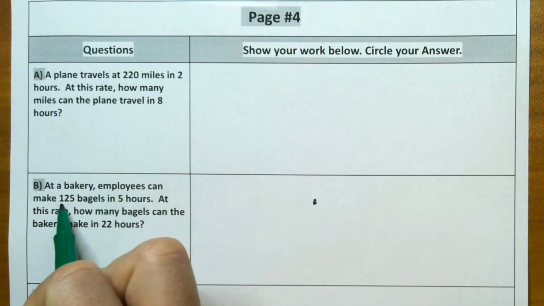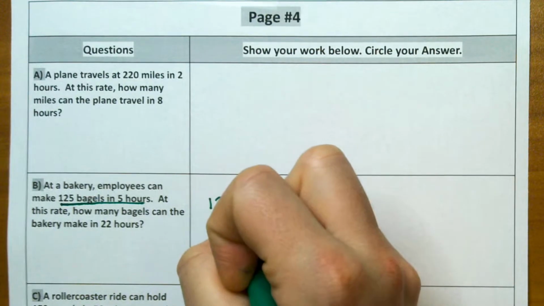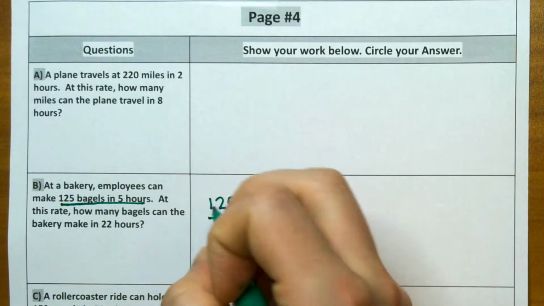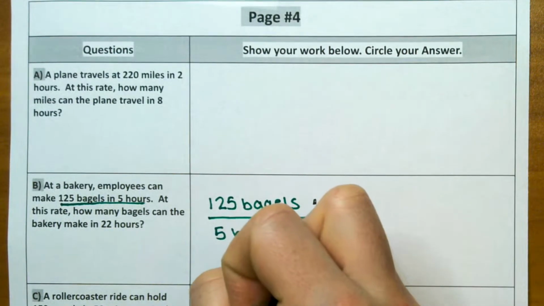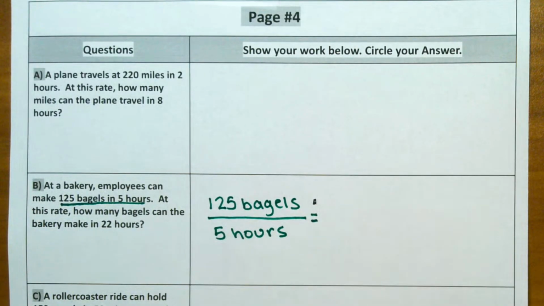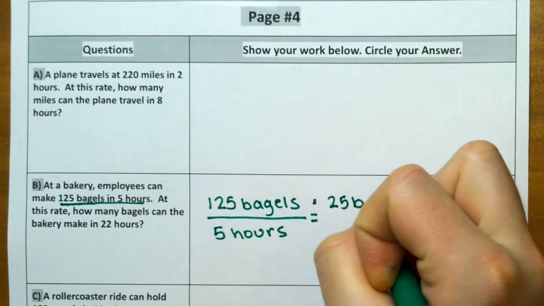Step 1, I'm going to figure out the unit rate. 125 bagels in 5 hours. Remember, the fraction line means divide. 125 divided by 5 is 25 bagels per hour.